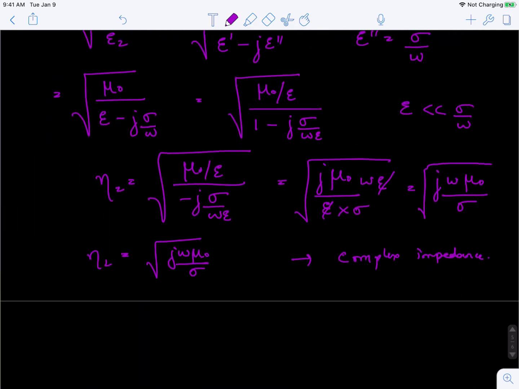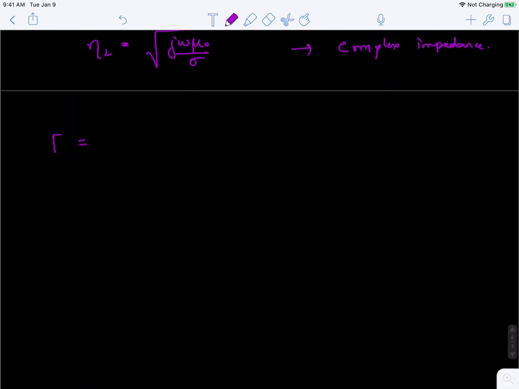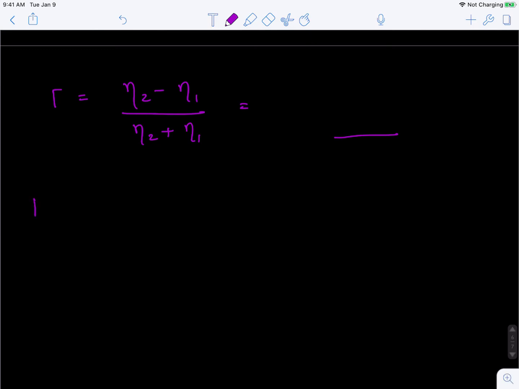Now we go ahead and find the expression for gamma. Gamma, as we already know, which is the complex field reflection coefficient, is given by eta2 minus eta1 divided by eta2 plus eta1. In our case, we already know what eta2 is and we already know what eta1 is. So we can make the substitution for these and find the expression. I'll leave that as an exercise. And then we have to find the expression for R.